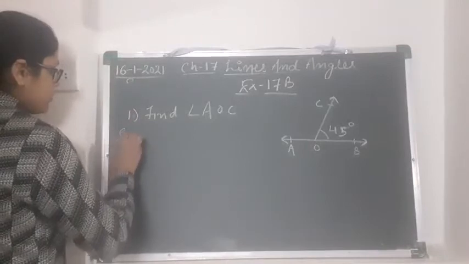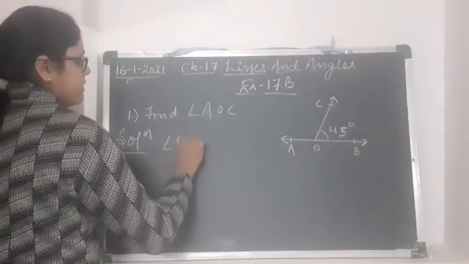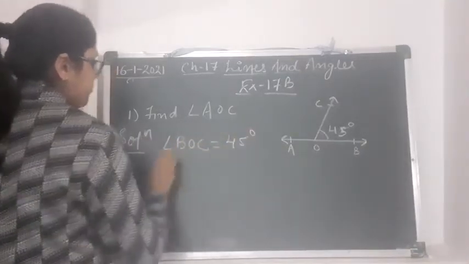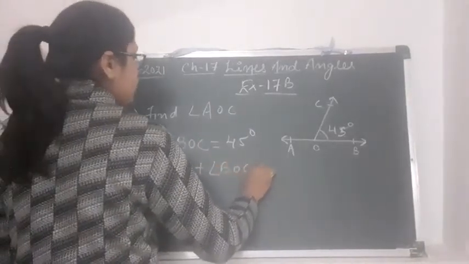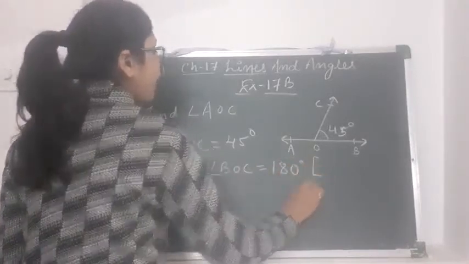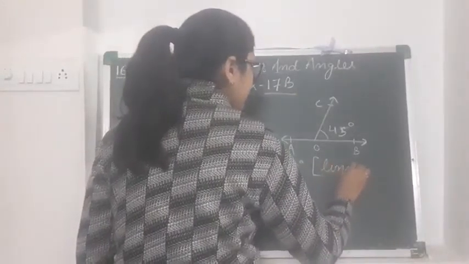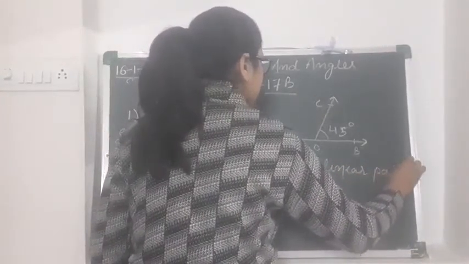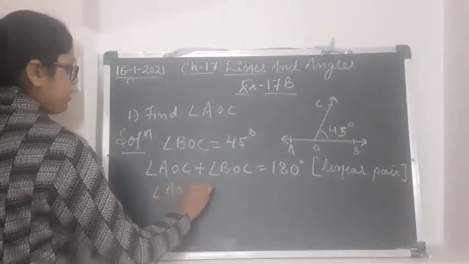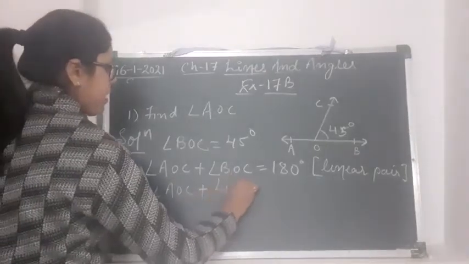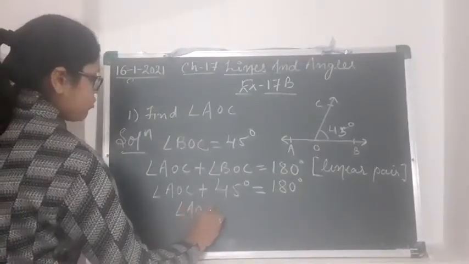So how will you do this? First you will write whatever is given. Angle BOC is equal to 45 degrees. Angle AOC plus angle BOC is equal to 180 degrees. Why do we write 180 degrees? Because these angles are forming a linear pair. Now, what is angle AOC? This we don't know, this only we have to find out. Angle AOC plus 45 degrees is equal to 180 degrees.